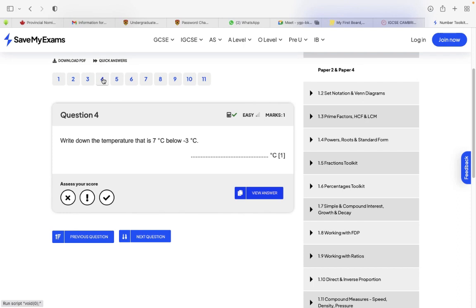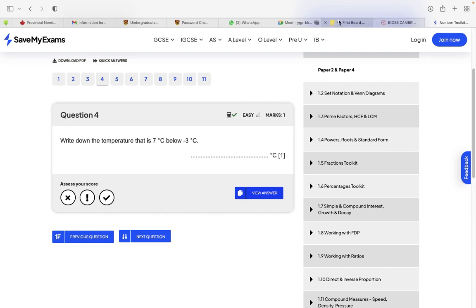Okay, this is also a temperature question that's similar to the one we've done before. Write down the temperature that is 7 degrees below -3. Okay, are you there? Yeah. Okay, now let's go and find the temperature that is 7 degrees below -3.